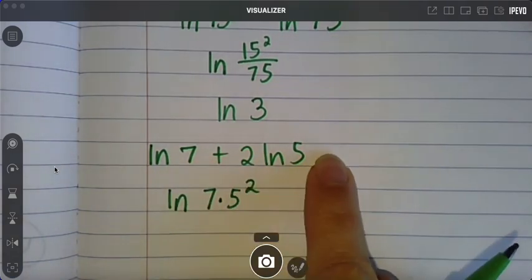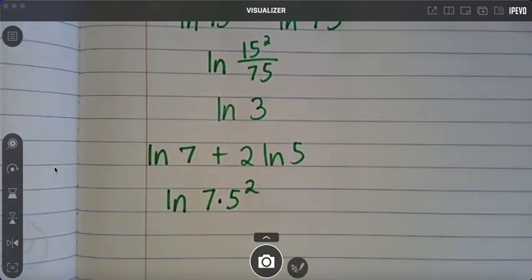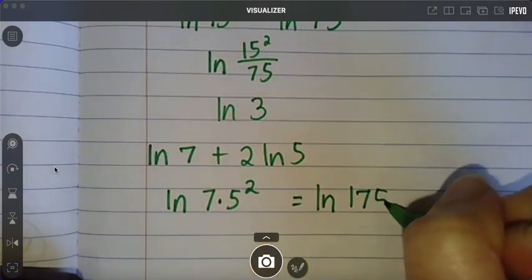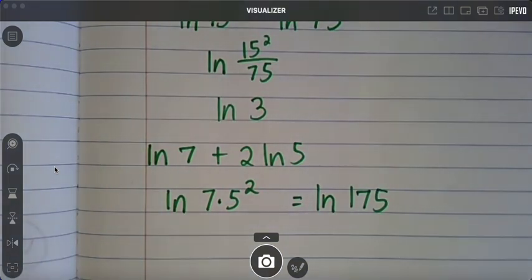So would you just type in 7 times 5 squared? Or I'll just do 25 times 7 or 7 times 5 squared. And what do we get? The natural log of 175 is our answer. Okay? That's just the answer.